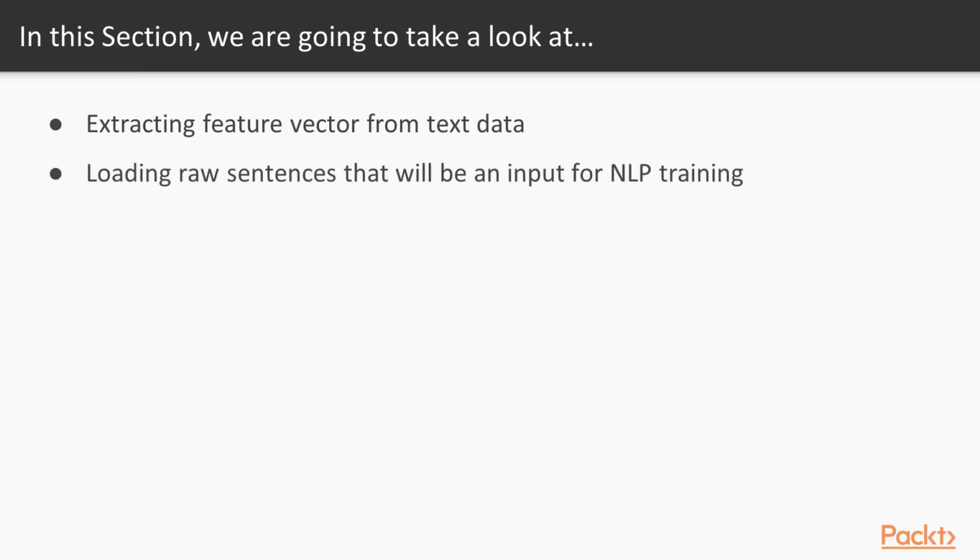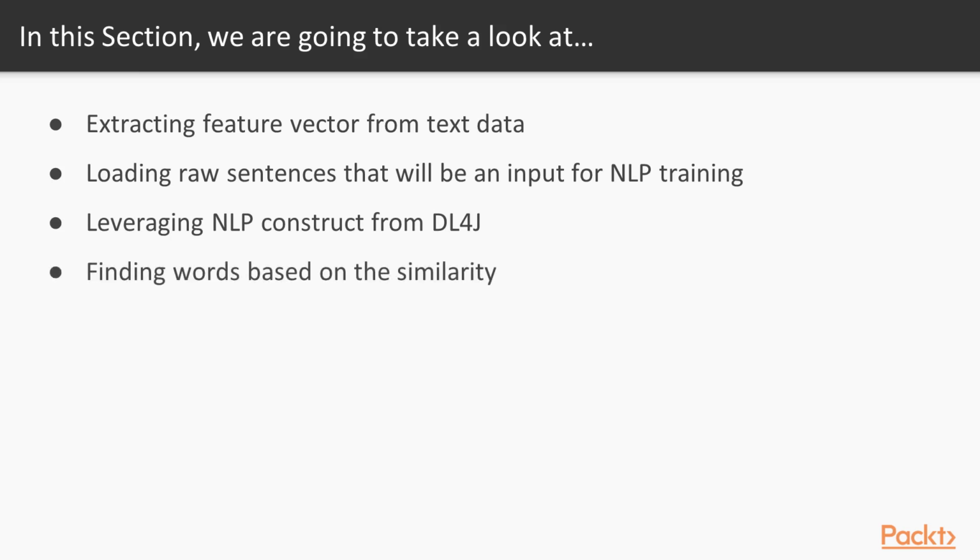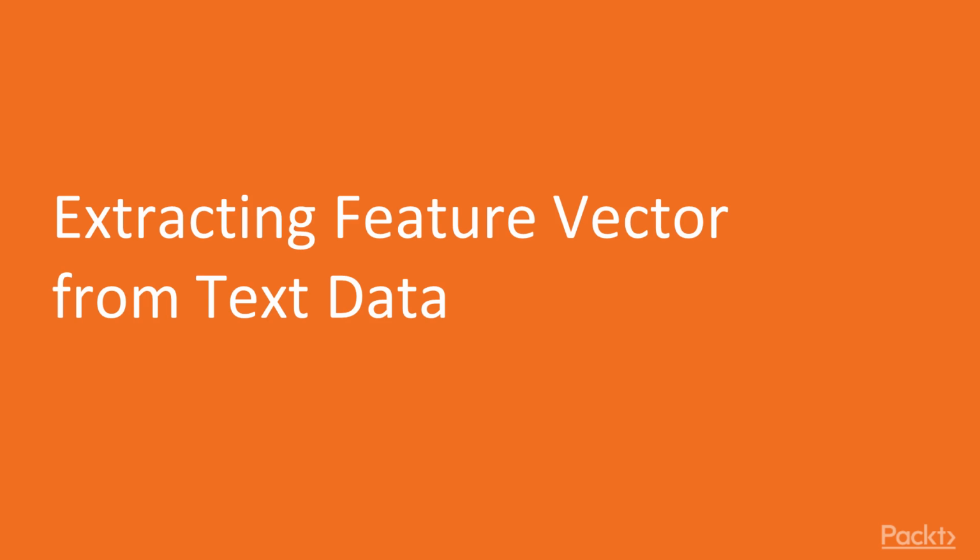Next step will be to load raw sentences that will be an input for our NLP training. Once we will have that, we will leverage NLP constructs from Deep Learning 4J API. Last thing that we will need to do is to find words based on the similarity. So we will try to answer a question: what is a most similar word to different word? So we want to teach our machine learning model about the vocabulary available in textual data and then answer those questions. So this is a first video in which we'll be extracting feature vector from text data.